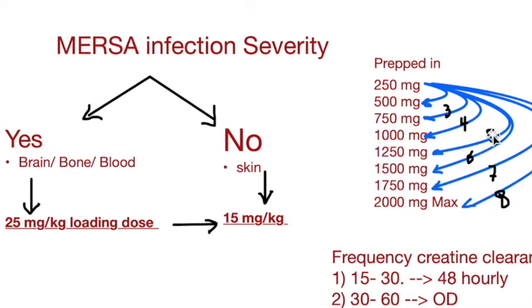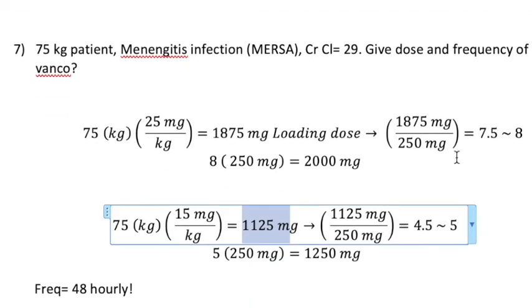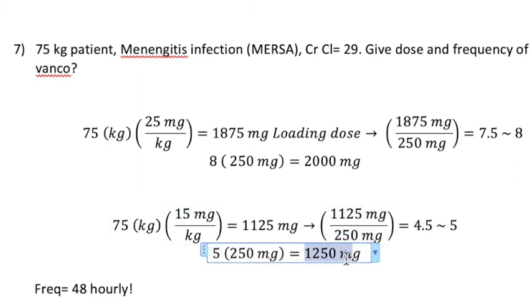You want to find this 5. The way you go about it here, you see, I told you I want to find the 5. How did I find the 5? 1,125 divided by 250, because it's a multiple of 250. You get 4.5, round it up, you get 5. So 5 times 250, 1,250 is what you give him. Frequency is 48 hourly.